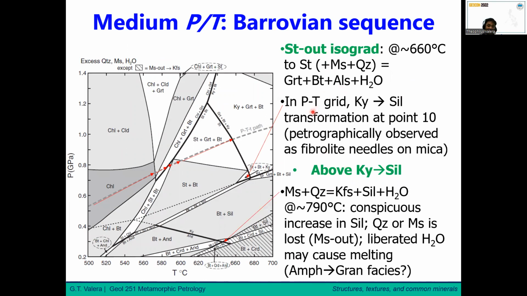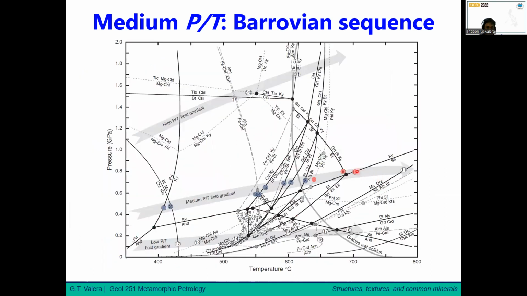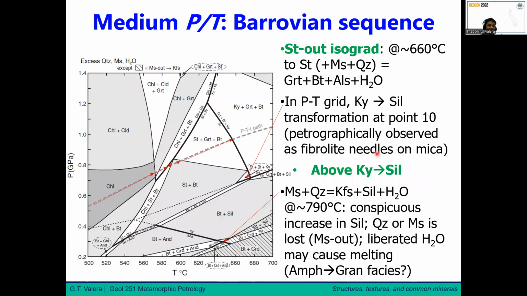And in the PT grid, kyanite and sillimanite transformation around 0.10, ito. Yan. So polymorph transformation at 0.10, petrographically observed as fibrolite needles on mica. Pakibalikan na lang yung reaction natin, yung lecture on metamorphic reactions, yung last examples and how the reactions occur, yung kyanite to sillimanite transition. Above the kyanite to sillimanite transition, muscovite and quartz equals alkali feldspar plus silica, plus sillimanite plus water.